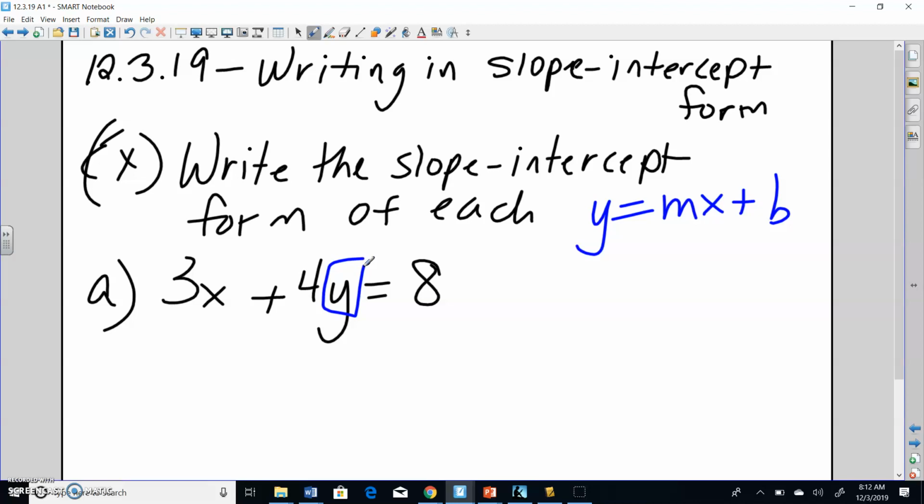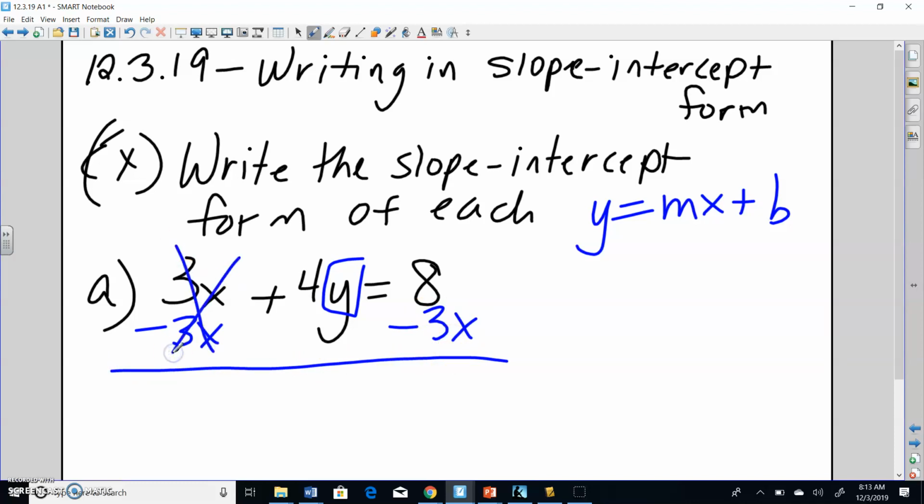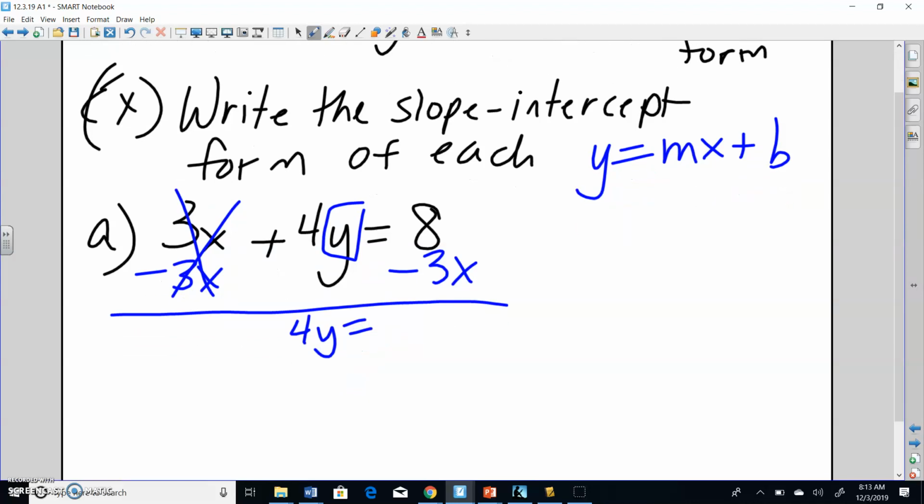And we have 3x. What do we need to do to 3x to make it 0x? Subtract 3x would give us 0x on the left. So we are going to subtract 3x from both sides. No more x on the left. We have 4y equals. Now notice that we could write it as 8 minus 3x, but in our slope-intercept form, the x is first. So let's put the x term first, and we'll write it as negative 3x plus 8, because that's a positive 8.